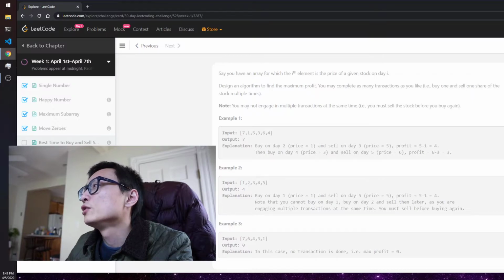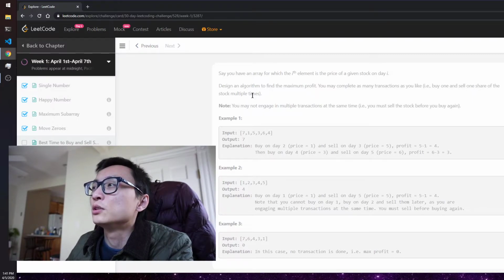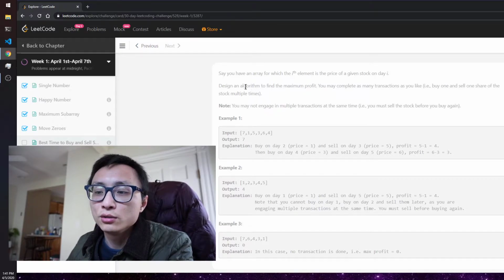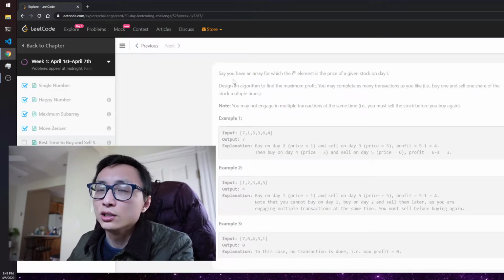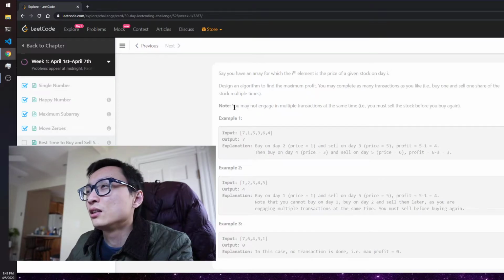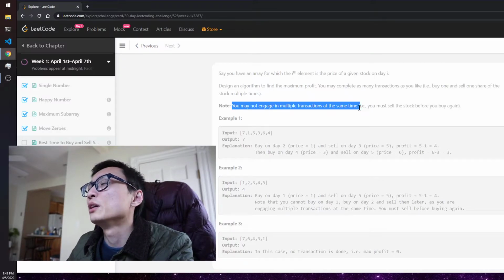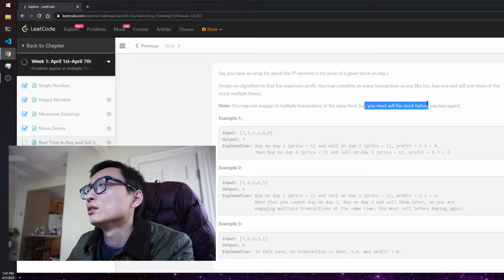We can buy one share of the stock, or buy and sell one share of the stock multiple times. So the only transaction we can do is either buy a share or sell a share. And the other requirement is that we may not engage in multiple transactions at the same time, which means you must sell the stock before you can buy again.